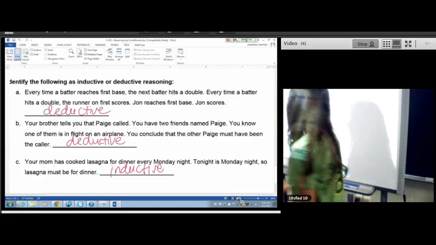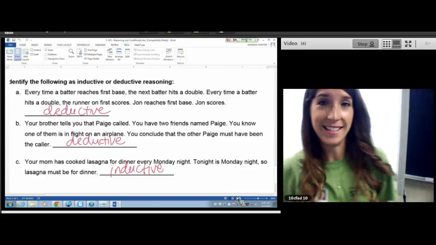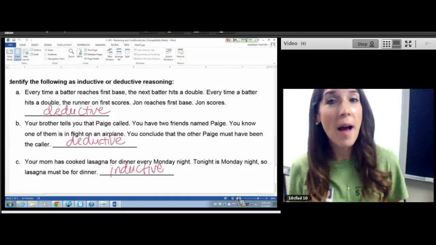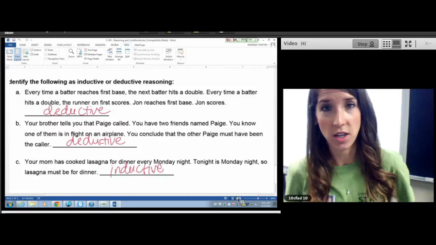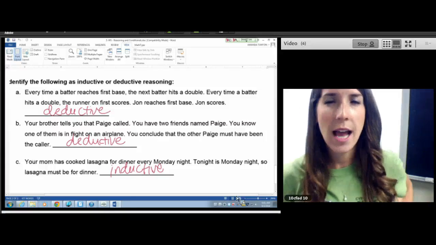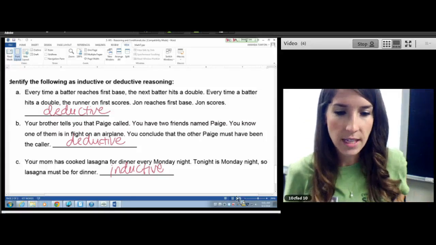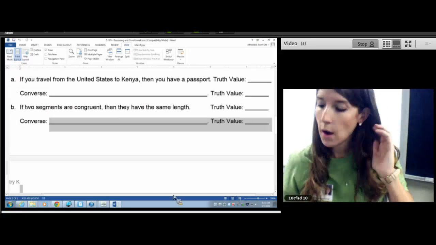Your mom might choose to make fajitas instead of lasagna. She might change her mind. Or she might get stuck at work and not be able to cook dinner tonight. And so we don't know. It hasn't happened yet. And so you're inducing. It's inductive. All right, 4A.